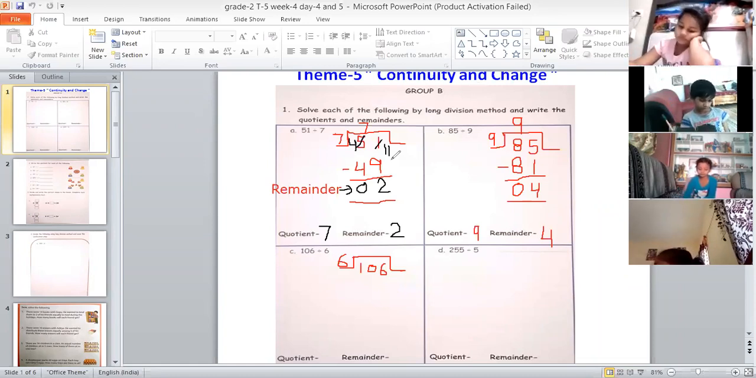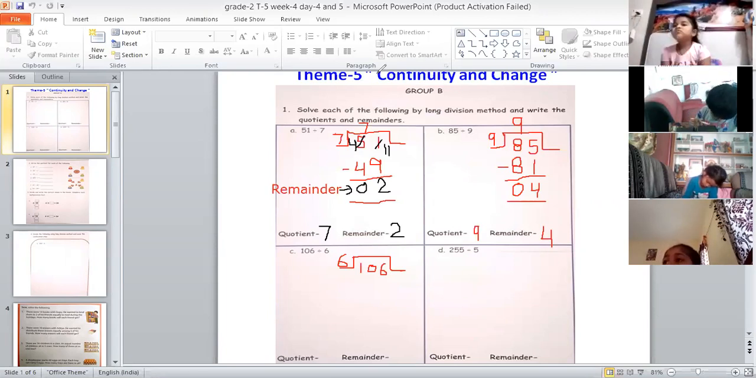Krishika, just give me a second. Yes, Lohit. What's the page number? Lohit, page number 14. Okay, ma'am. Yes, Aslan. Ma'am, what's the page number? Aslan, this is page number 14 of your math course book. Okay.